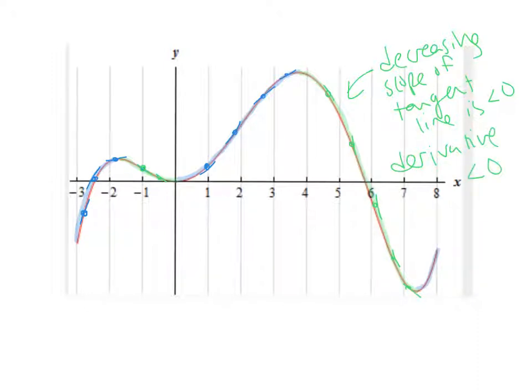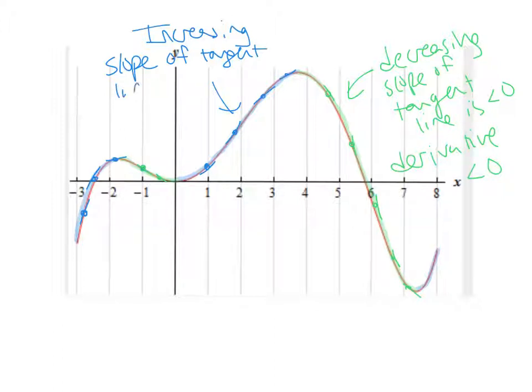And the opposite is true for the places where the graph was increasing. So all the places where the graph was increasing, the slope of the tangent line was positive, greater than 0, and that means the derivative is greater than 0 at those places.